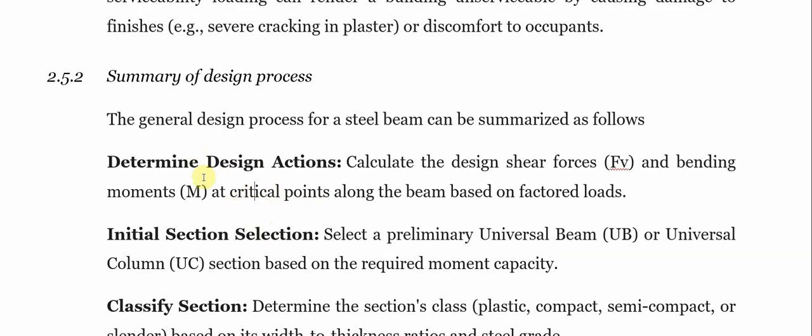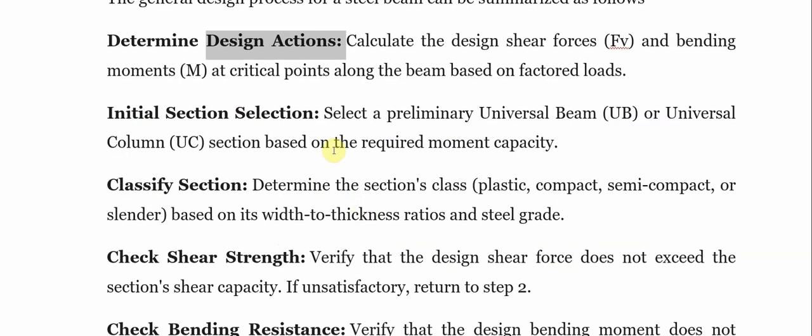The summary of the procedure involves first, we have to determine the design actions, that is, the shear force and the bending moment at critical points along the beam based on the factored load. Then, we will select our section, maybe a universal beam or a universal column, based on the required moment capacity. Then we classify this section.